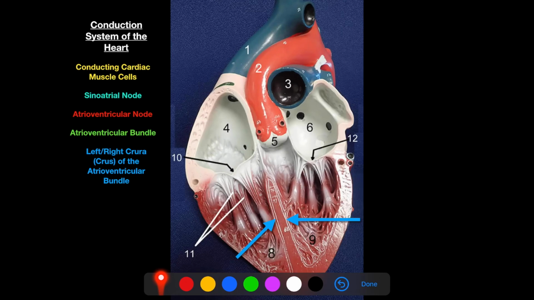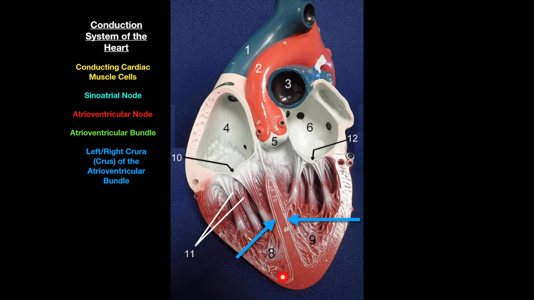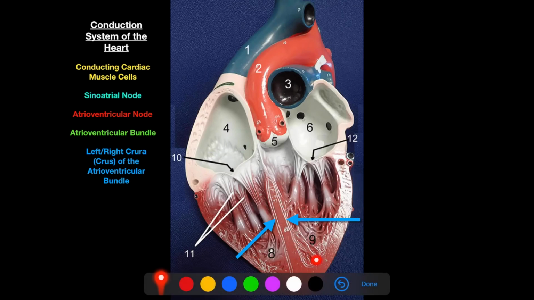You have your right crus of the atrioventricular bundle, and then you have your left crus of the atrioventricular bundle. Now, crura is plural, so you can say left and right crura of the atrioventricular bundle, and you'd be referring to both legs, because crus means leg. And that is all. Oh, and I forgot one last thing.